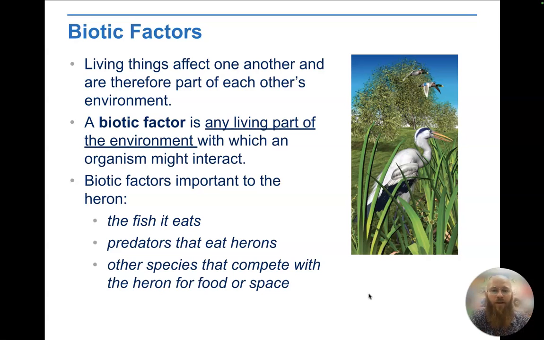So, for example, if we're looking at our heron here in the image on the right, biotic factors that would be important to the heron are going to be maybe the fish that it eats. Its food sources could be the predators that eat the herons, and then other species that would compete with the heron for food or for space within that environment.